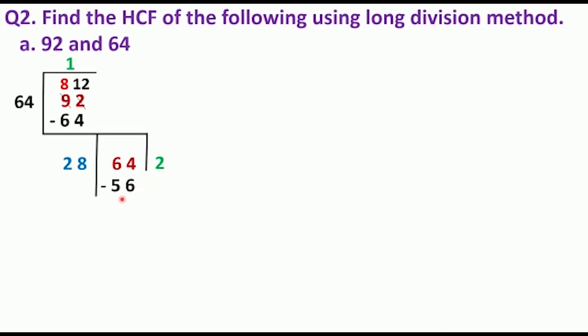Now subtract this 56 from 64. So here you can see this 6 cannot be subtracted from 4. So this 4 will borrow from this 6. So this 6 will become 5 and this 4 will become 14. Now subtract this. You will get 8.